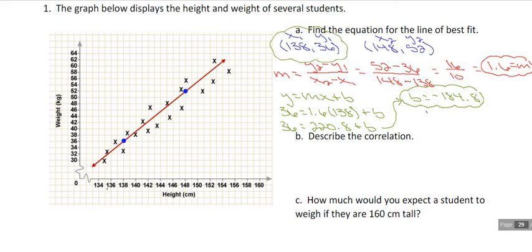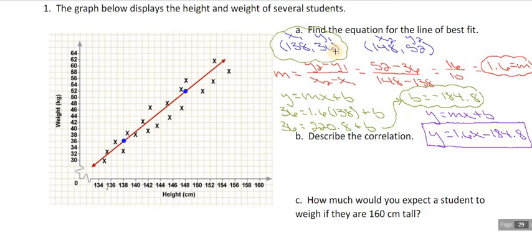So if I go back to y equals mx plus b, we're plugging in m and b now, leaving our y and x as y and x. So y equals m is 1.6x minus 184.8. Okay, so there is our equation to represent our line of best fit. The one thing this graph is missing is a title. So this would be student data, height and weight of students, whatever.